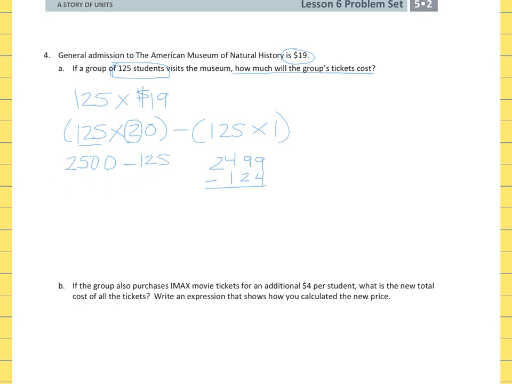as this right here. So let's go ahead and subtract. 9 minus 4 is 5, 9 minus 2 is 7, 4 minus 1 is 3, and 2 minus nothing is 2. So the answer that I would get is 2,375, and that would be money, since we're talking about money. And I quickly just found the cost using some mental math strategies that we learned in the previous lessons.